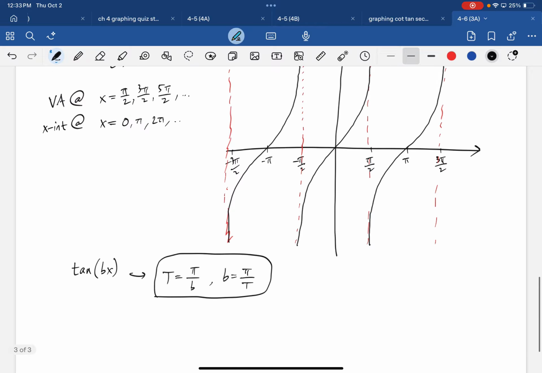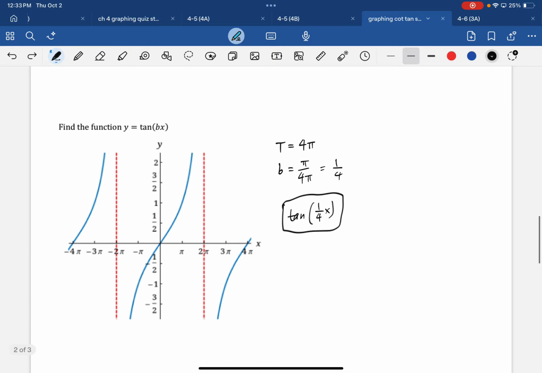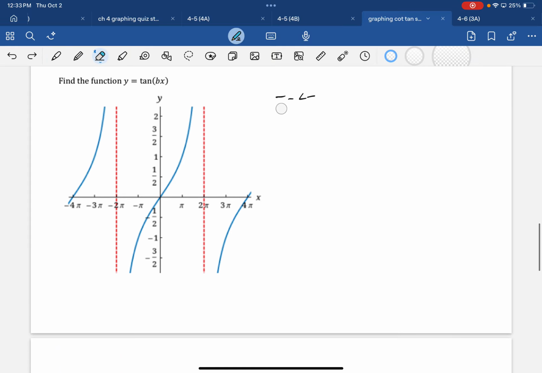All right. Shall we look at an example? We shall. Let's say we have this guy here. Okay. And it's asking you to find the function y equals tangent of bx. So what is the period? 4 pi. 4 pi, thank you.